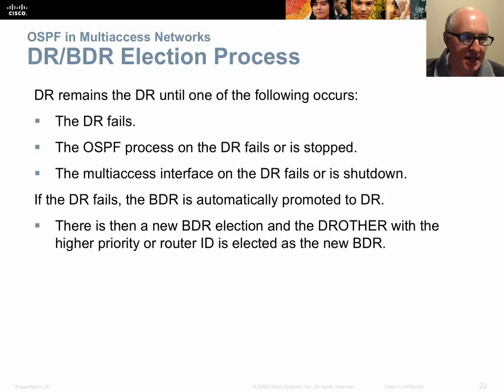Let's talk about the election process again. The DR, once it's been elected, is going to remain the DR until it fails, or the OSPF process fails or is stopped, or the multi-access interface on the DR fails or is shut down. In other words, the DR becomes unreachable. So it's pretty simply stated: the DR router is power cycled or freezes up, or the cable falls out, something of that nature. If it becomes unavailable, the DR will lose its role, and the BDR will automatically be promoted. And immediately, a new BDR is elected. And then they don't actually go back. So once this election has happened, if the DR were to rejoin the network segment, it would just be a DROther. It wouldn't regain its role.